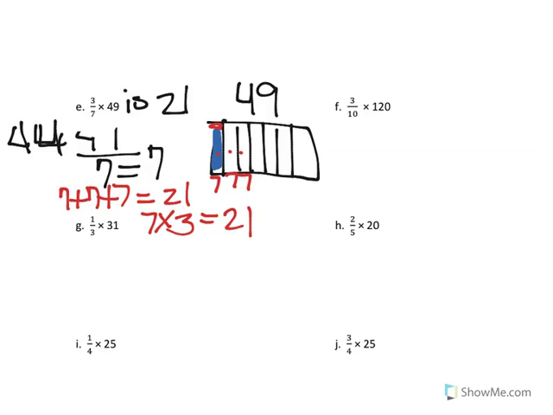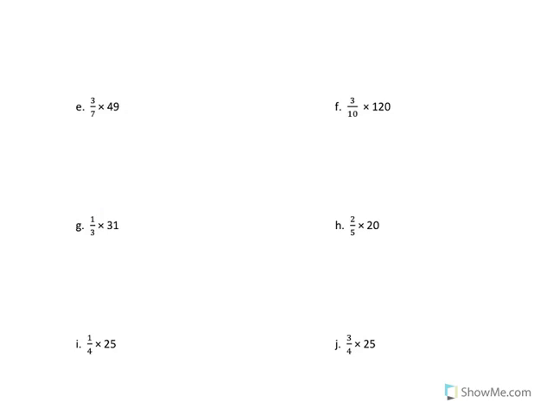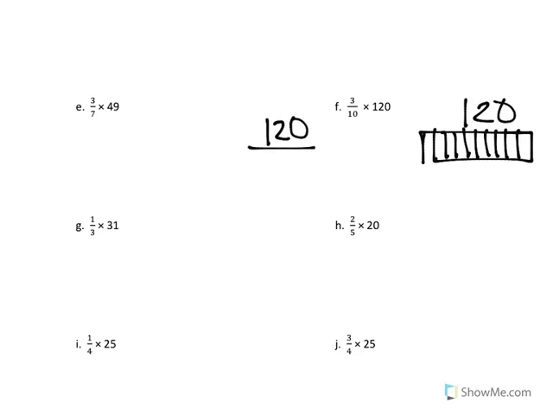Let's go ahead and look at F, which is 3/10 times 120. So let me draw my tape diagram. I have 120, and I need to break it up into tens. 1, 2, 3, 4, 5, 6, 7, 8, 9, 10. And in order to figure out how much 1 is, I did the same thing. I did 120, and I broke it up into 10, or divided into 10 pieces. And 120 divided by 10, remember base 10, we can quickly do that. 12 divided by 1 is 12. Therefore, each one of these is 12.